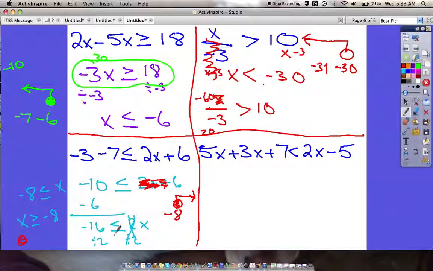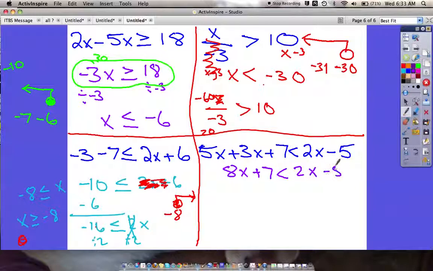And again, we did not flip the sign around because we weren't dividing by a negative. We were dividing by a positive number here. We divided it into a negative number, but we didn't divide by a negative number, and that's the difference. All right, last one here, a few steps for this one. We'll combine 5x and 3x would be 8x plus 7 greater than 2x minus 5, which we cannot combine.